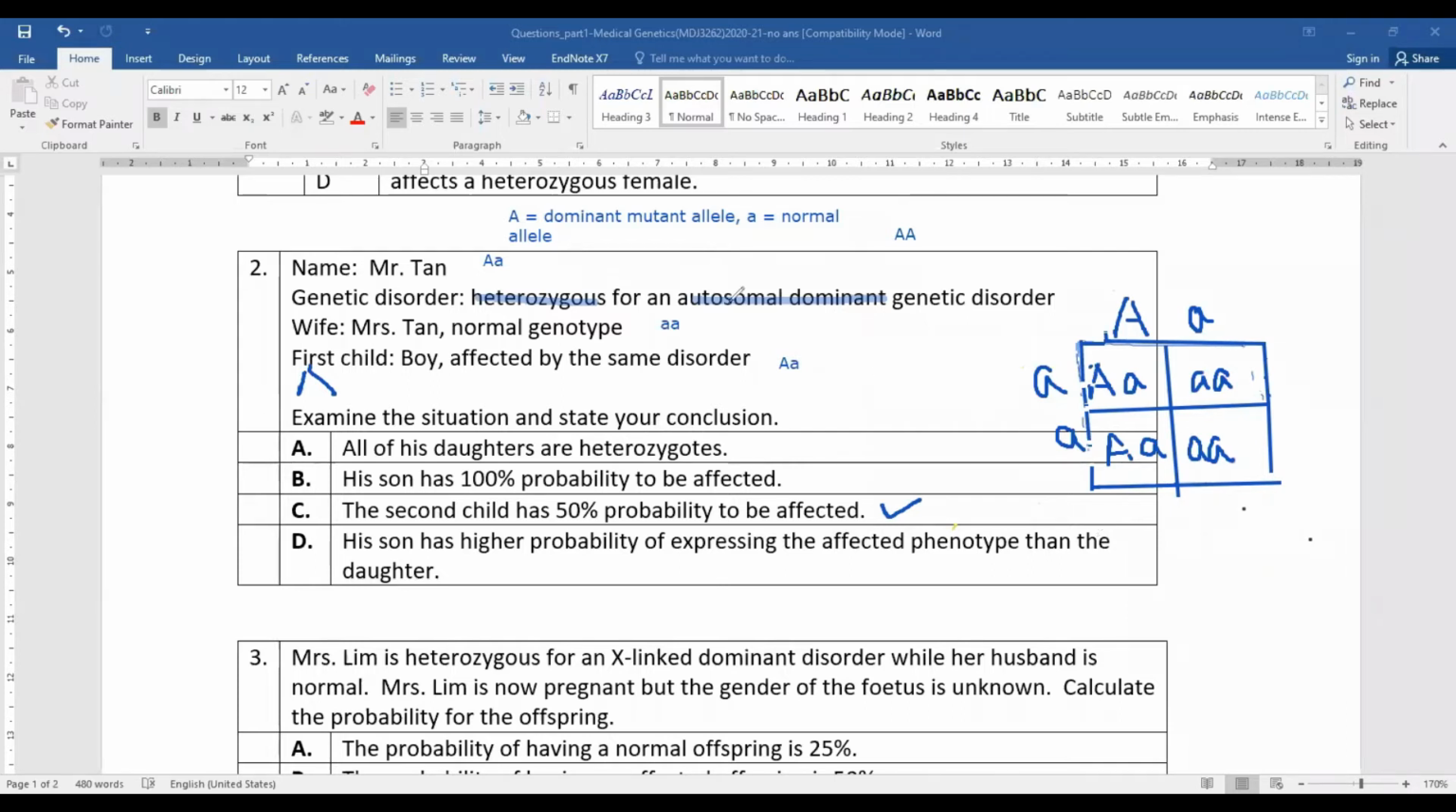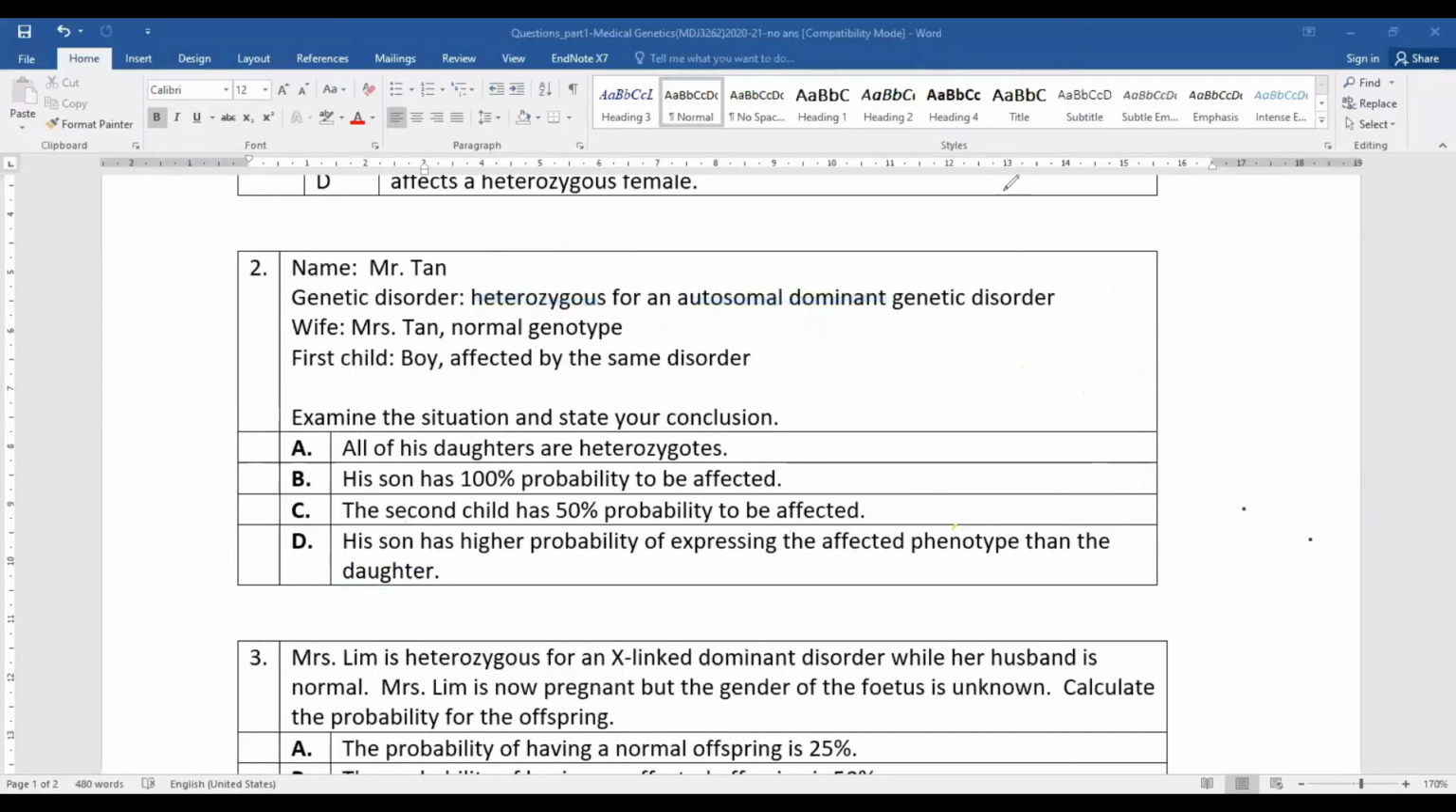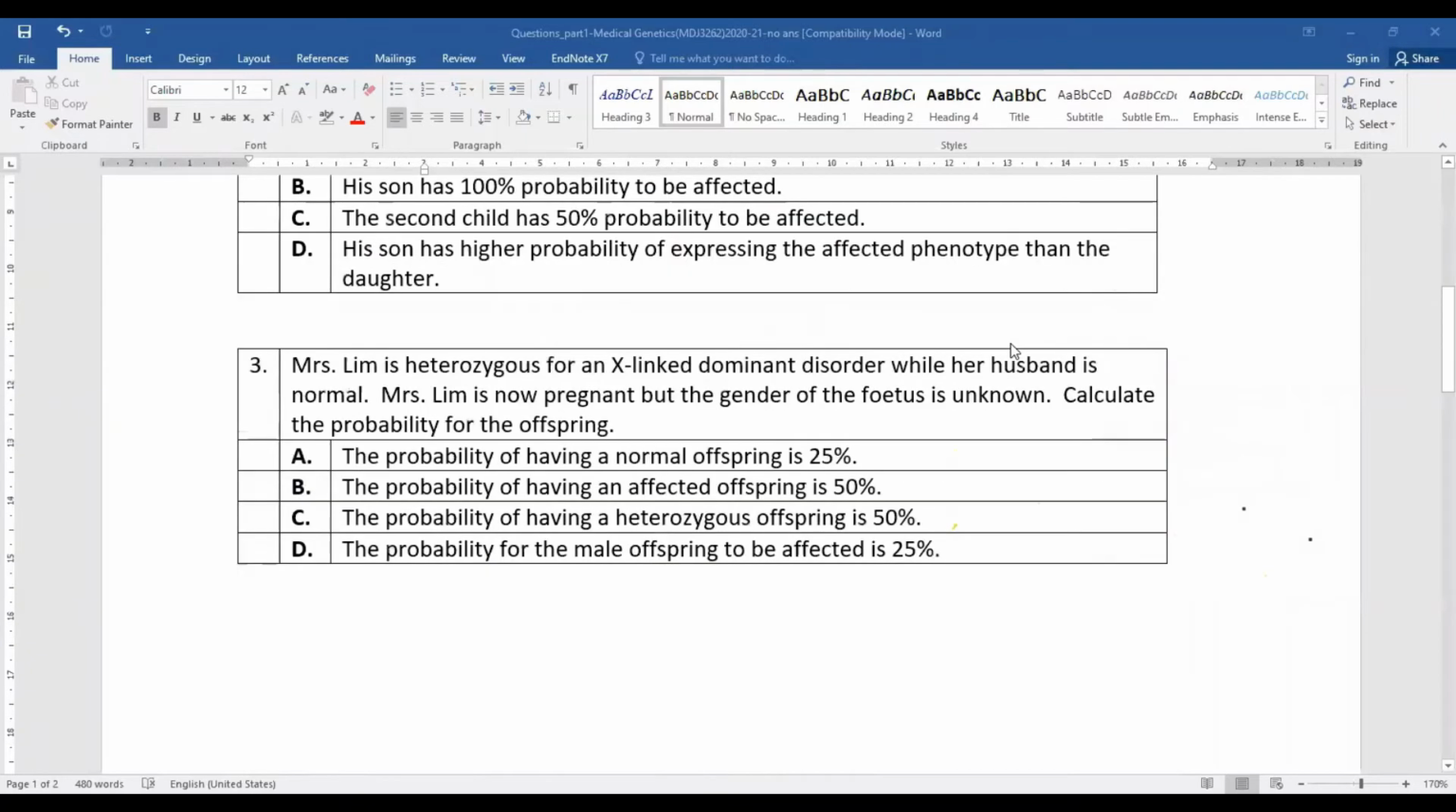Now, always remember we're talking about autosomal dominant. Autosomal, so nothing to do with male or female. So this one is wrong. So the answer is C. You got it? Any question? So no question. All right, let me clear this one. Let's move on to the next one.